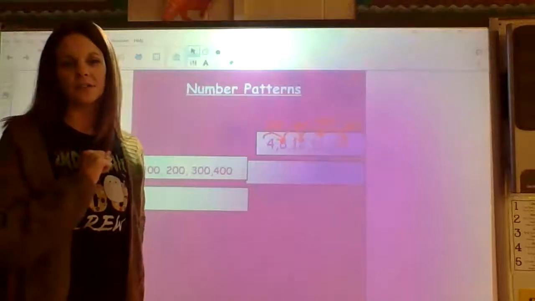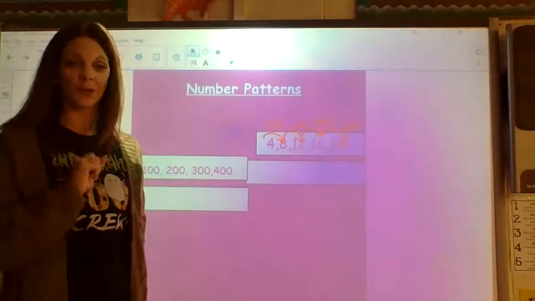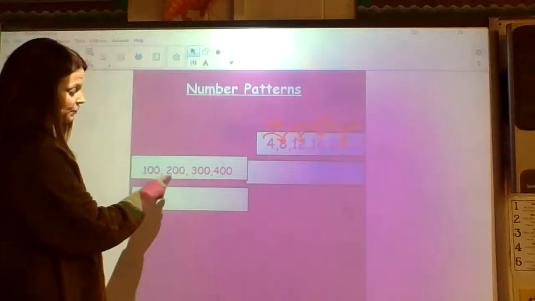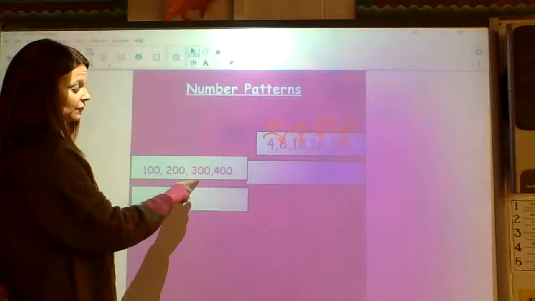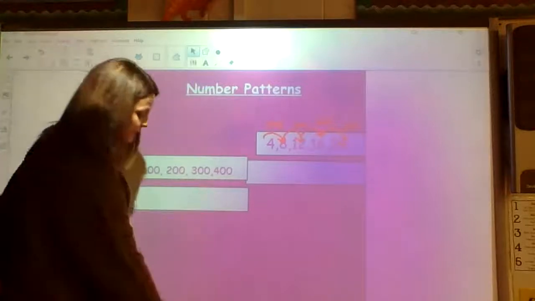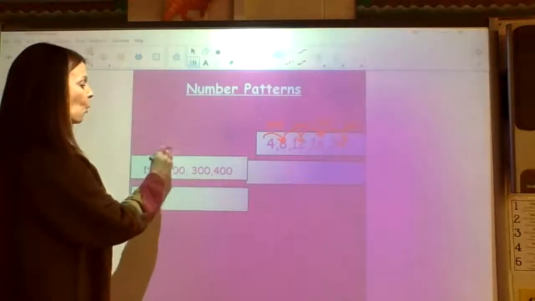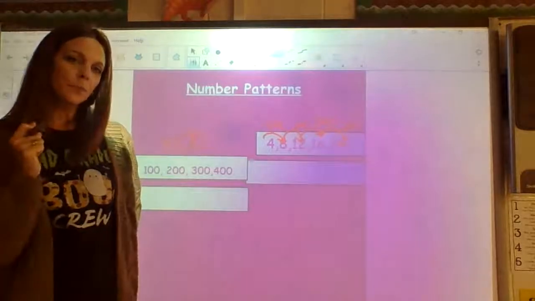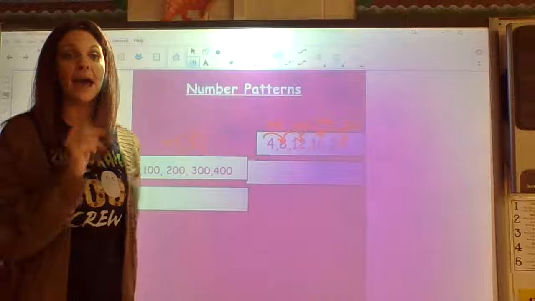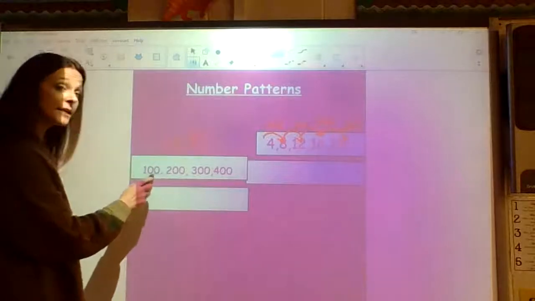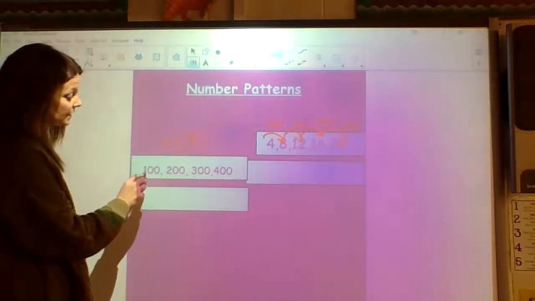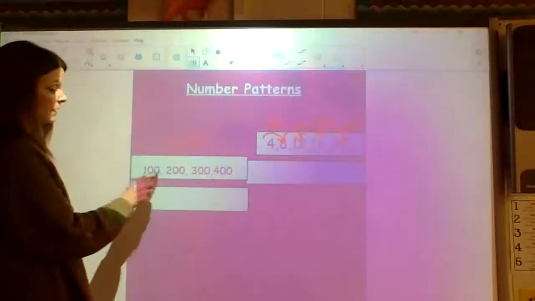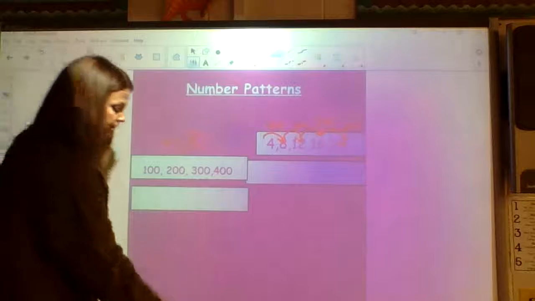If you said the hundreds are changing by 1, then you are correct. We started at 100, and it went up to 200, to 300, to 400. Each time we added 100. How do we know? We should be able to explain that our 1s and 10s stayed the same, but each time we counted on in our number pattern, our hundreds place increased 1.